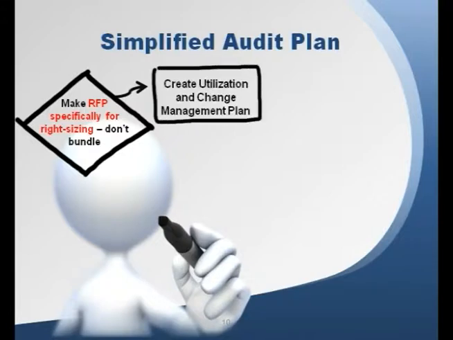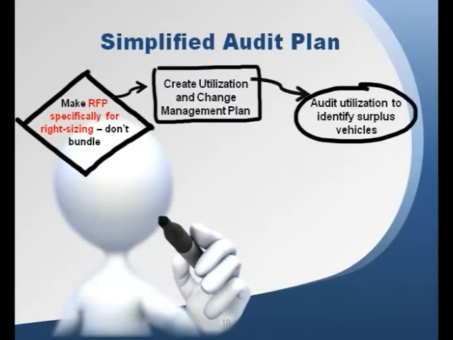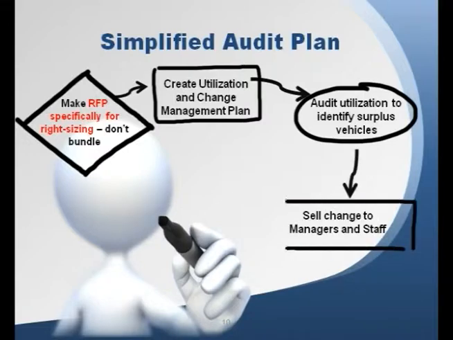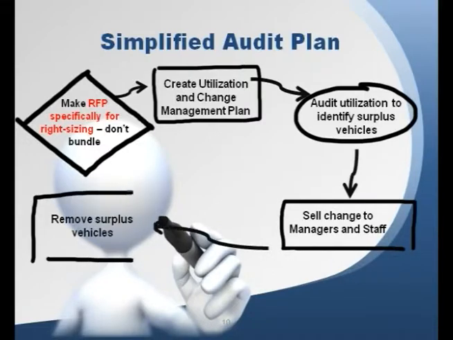Plan out how your utilization audit will flow. It's not just important to make sure you do a good job with the audit, but pre-planning the change management requirements for implementation of the findings is also very important. Once you've created your plans, then it's time to put them to work. Identify the surplus vehicles. Plan out which ones to remove from the fleet, and then sell the change to your departments. Last step is to maximize your remarketing returns by deploying a good remarketing strategy for each vehicle.